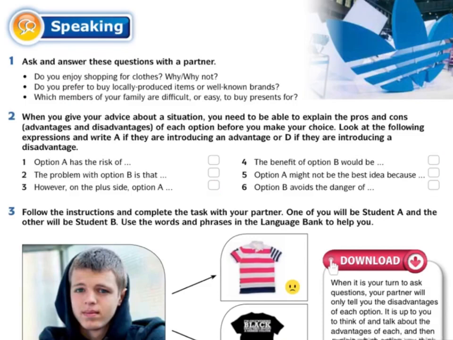The sentences that introduce a disadvantage are 1. Option A has the risk of. 2. The problem with option B is that. And 5. Option A might not be the best idea because. So, kamu gunalah ayat-ayat ini untuk speaking task anda.